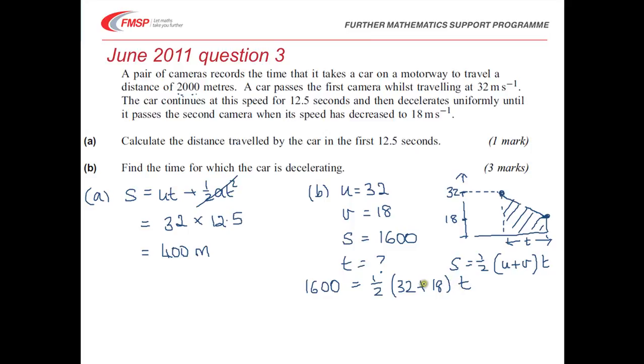So 32 and 18 is 50. If I multiply both sides by 2, we get 3,200 over here, and then we'll divide by that 50. And that tells us that the time is 64 seconds. So we're 12.5 seconds to take us to here, and now another 64 seconds. Not a very accurate diagram there, but it was just to help us.